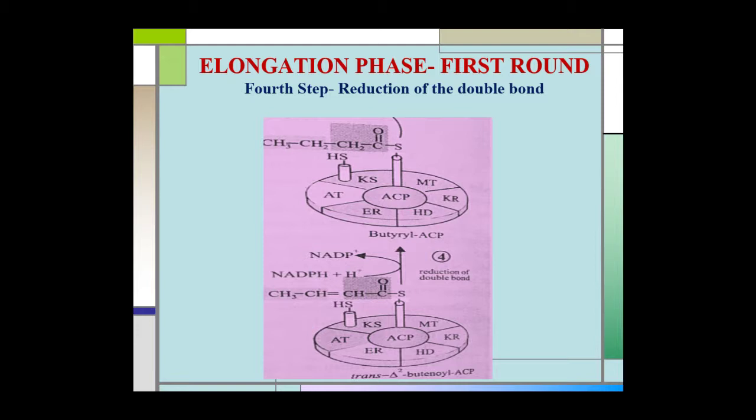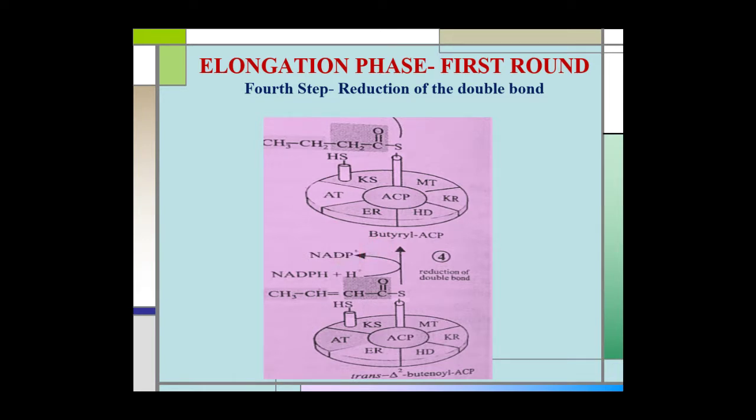In the fourth step of the elongation phase, which is the reduction of the double bond, in this step, the double bond of the trans delta 2 butenoyl ACP is reduced to form butyryl ACP, and this reaction is catalyzed by the enzyme enoyl ACP reductase. Again, NADPH is the electron donor or the reductant.